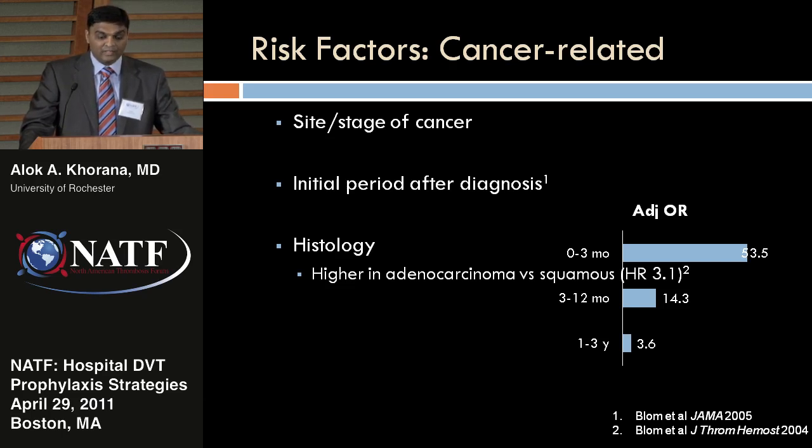53-fold higher risk in the first 3 months, dropping to 15-fold higher risk in the 3 to 12-month period, and even still a 3.6-fold higher risk in the 1 to 3 year period. So if we are to focus on prevention of VTE in the cancer population, it would make sense to start off with the group that's at highest risk, which would be in that first 3-month period after initial diagnosis.